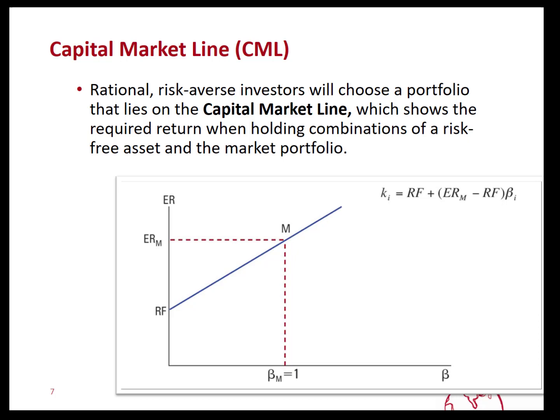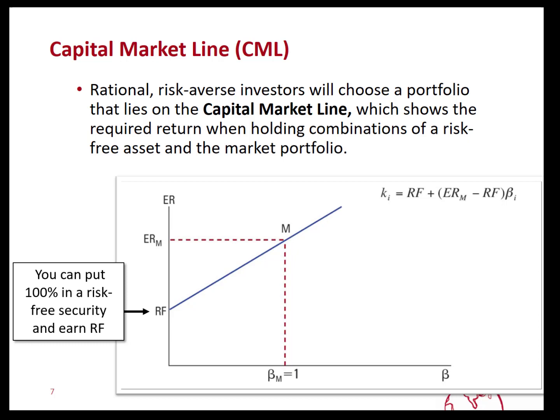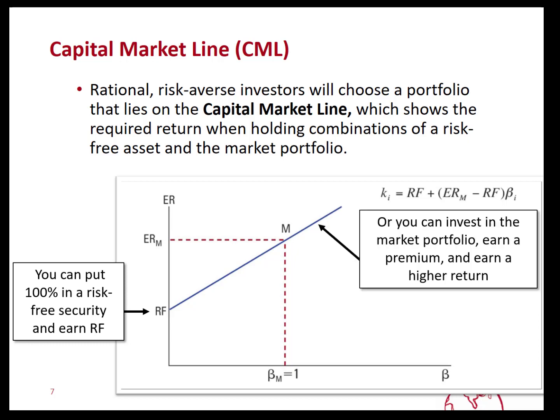Now, when we're talking about a full portfolio of securities, we're going to call this line the capital market line, and it'll show the trade-off between risk and return. When we talk about an individual stock or an individual security, we're going to use the same line and call it the security market line. Okay, so what do we see in this picture? We see that you could put 100% of your money in a risk-free security and earn this return, or you could invest in a combination of the risk-free security and the market portfolio and get a higher return.